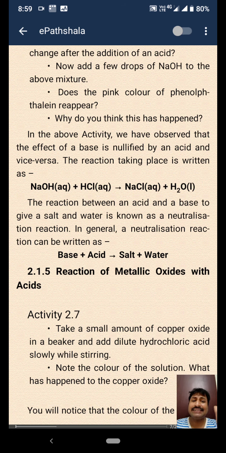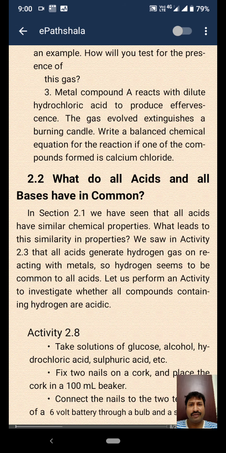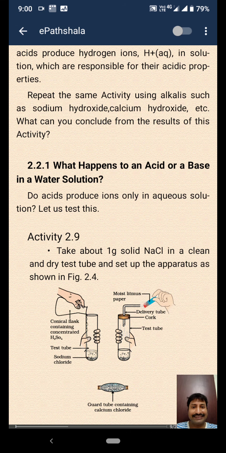When base plus acid or acid plus base gives salt and water, it is called a neutralization reaction. Metal oxide plus acid gives salt and water. That is also one of the important questions that will be asked. Examples are many. You just go through it. It's all in our textbooks. You can understand very easily.